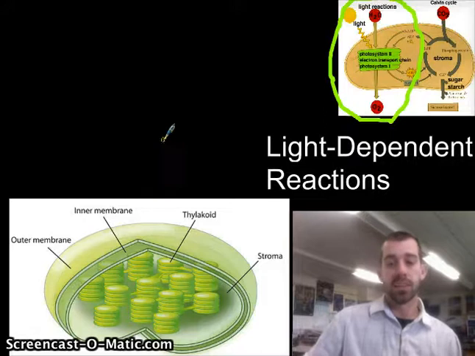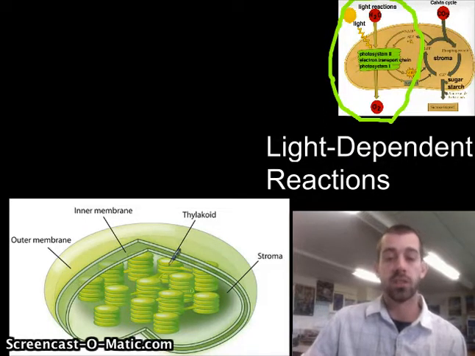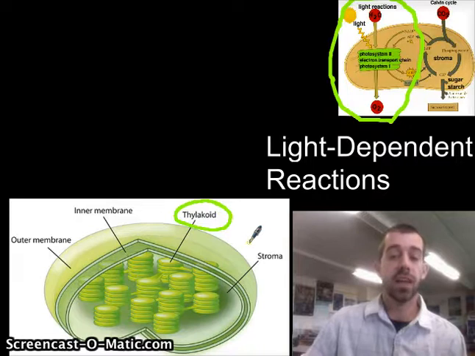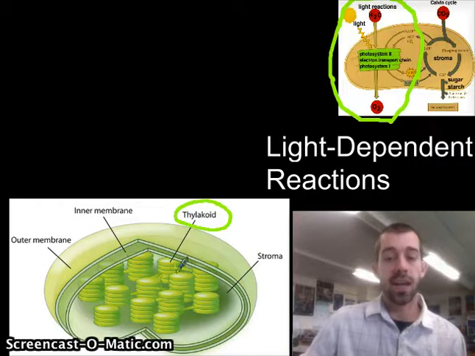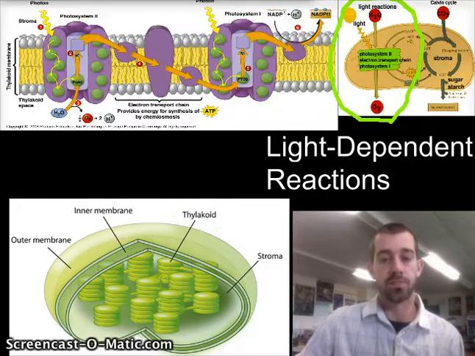So, like we said, light-dependent reactions happen inside of this thing right here, which is a chloroplast. More specifically, they happen inside of little spheres or disks that are stacked inside of the chloroplast called thylakoids. So each of these little green spheres, or little green disks, I should say, is a thylakoid. And they're the ones responsible for doing the light-dependent reactions.